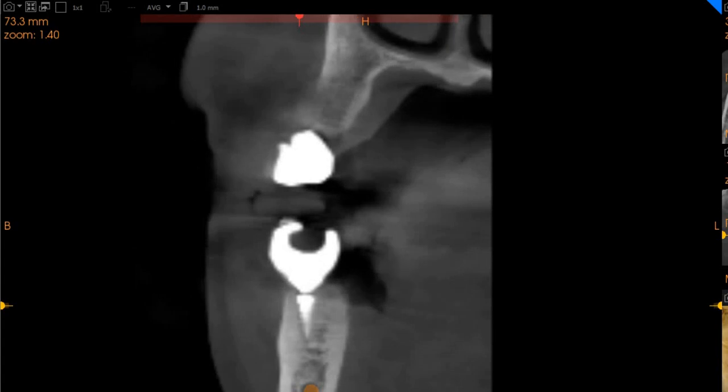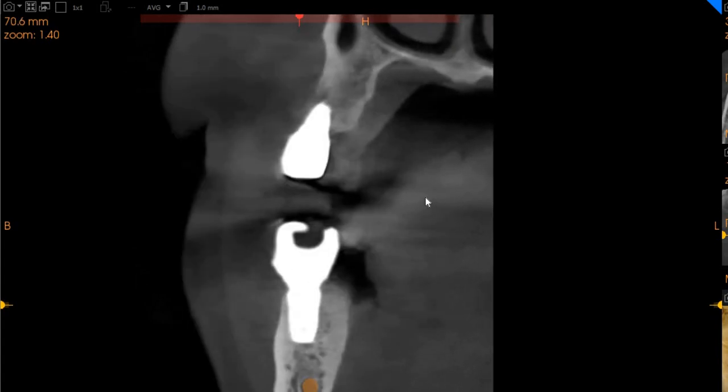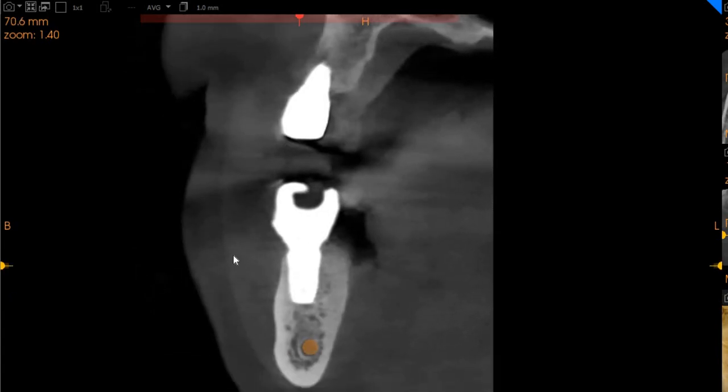Moving to the lower right segment, the implant is placed in a very good position because we have good healthy bone on the buccal aspect, good cortical bone around the crest of the implant, and good cortical bone on the lingual aspect as well.